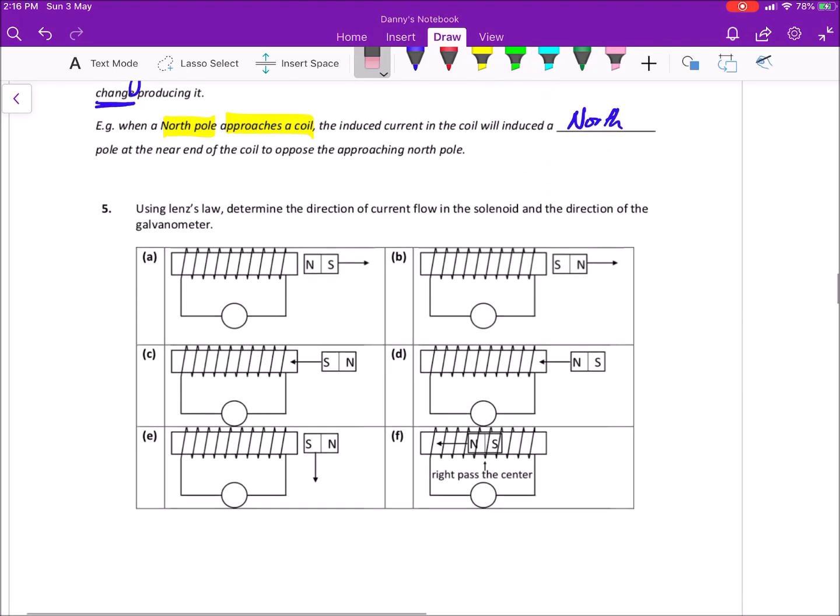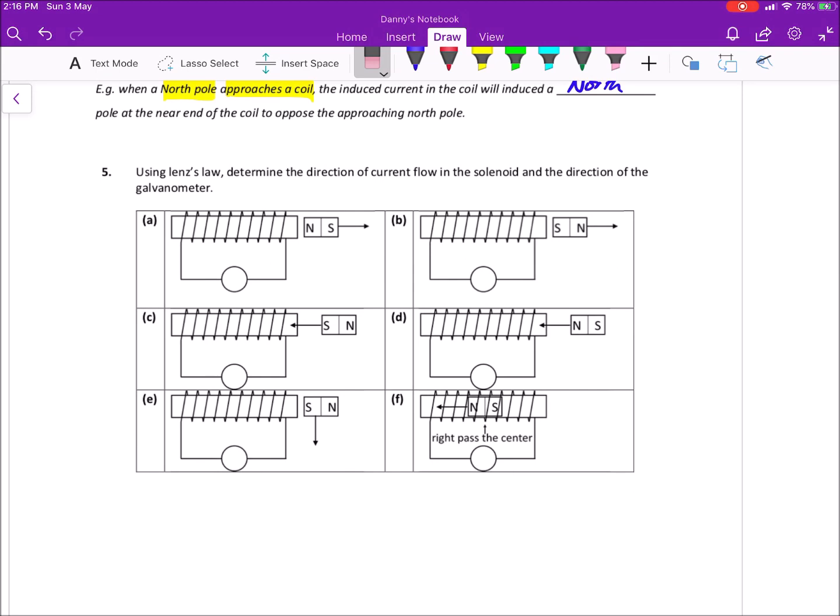Okay, so now this is your question 5. I will give a short pause here in the video, and I want you to label. For example, I will show you one example first. So down here you can see that the north is leaving the solenoid. So when the north is leaving, how do I know it's leaving? You look at the arrow, it's being pulled away. So now the north is being pulled away. That means my solenoid will have to induce a south and a north over here, so that the south here would try to resist this north from leaving.